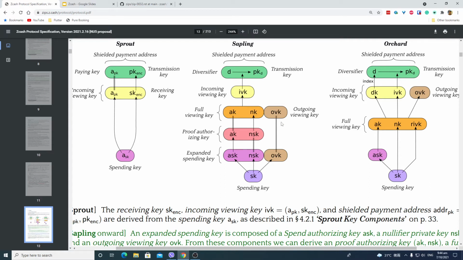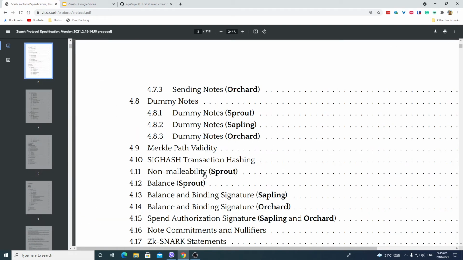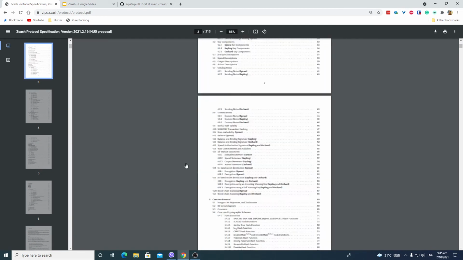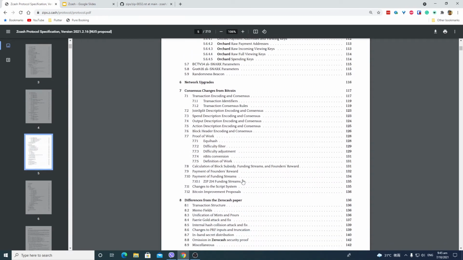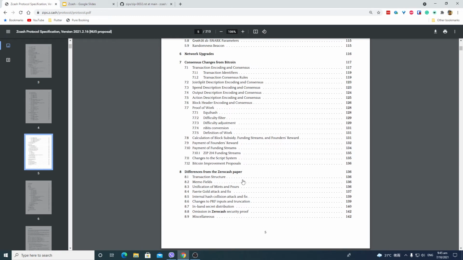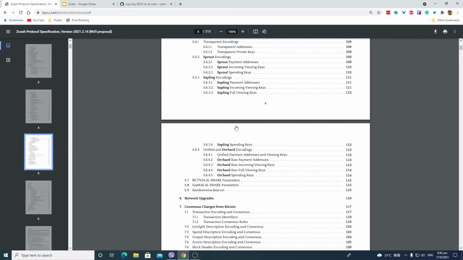And we have therefore only this IVK and OVK. So IVK, you may have heard of this before, gives you the ability to decode the transactions. So when you receive a transaction, let's go back to this document. Let's see. Alright, so the encoding is what we want, right?